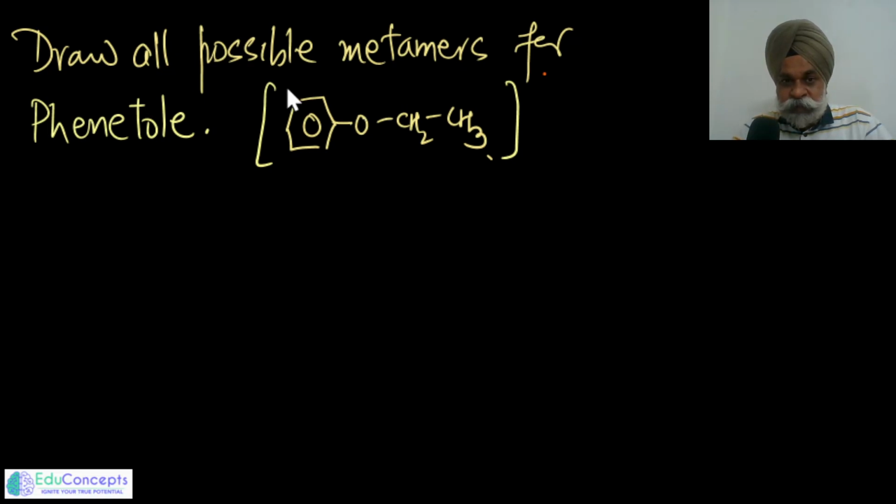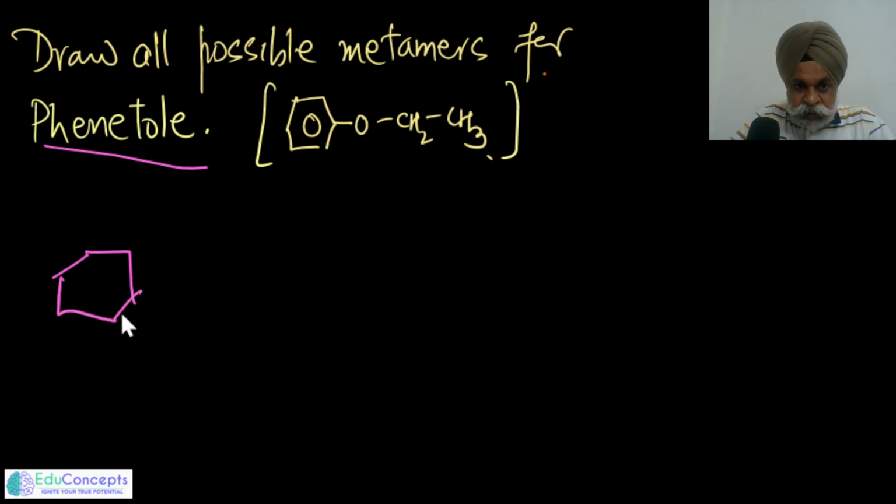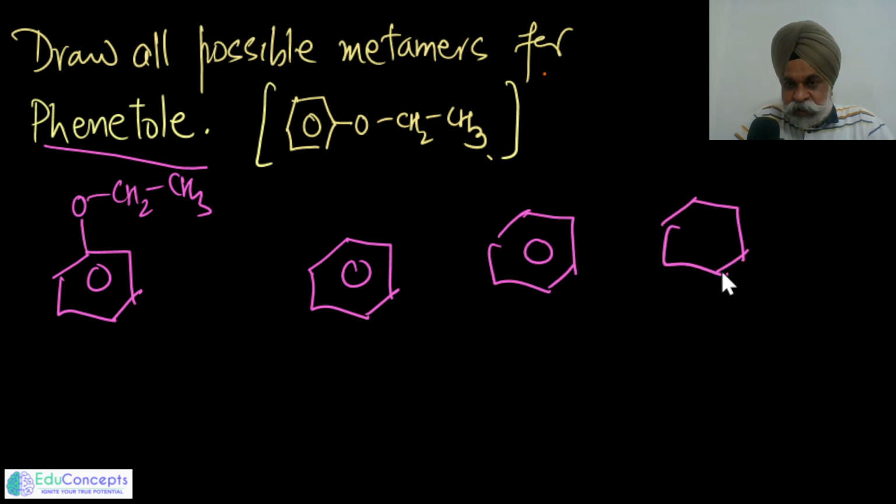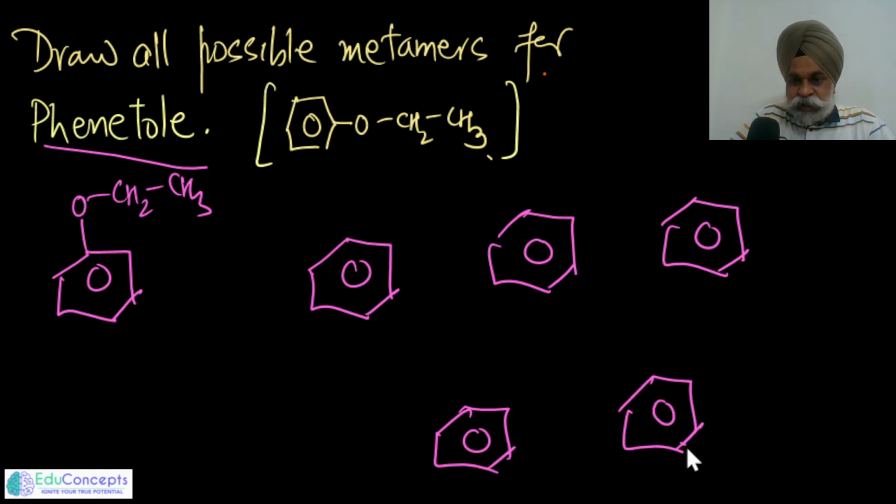Draw all possible metamers for phenitol. Phenitol is this compound, which is being given to us. Now what else can we generate? If I keep the benzenoid ring intact, randomly make a few benzene rings like this, and then keep on changing the position of the groups, see what I can do.